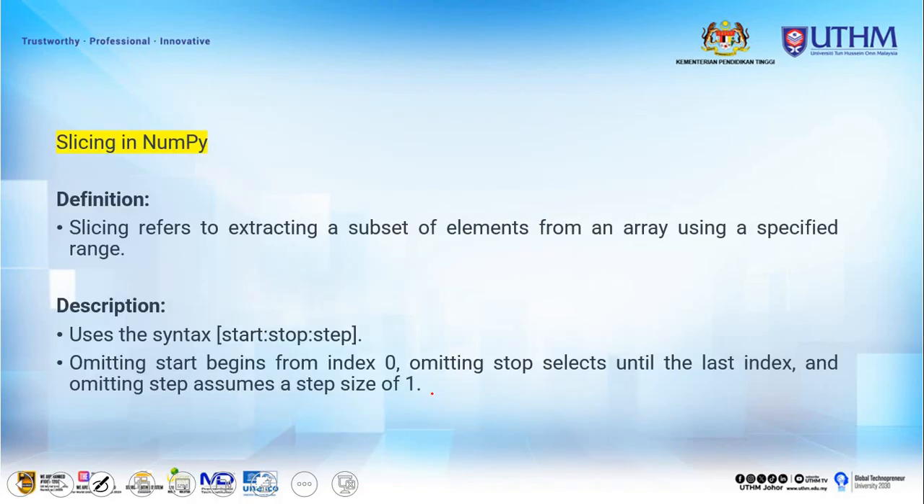Slicing. Slicing means we try to extract, we try to retrieve the values. Extracting a subset of elements from an array using a specified range. It has start, stop, and how many steps. Omitting start begins from index 0, omitting stop selects until the last index, and omitting step assumes a step size of 1.